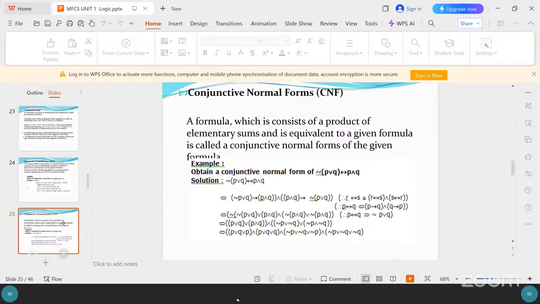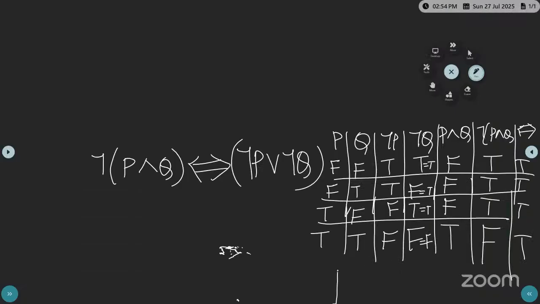See, we have to do this problem because you'll get this question. We'll complete two problems and then we'll come here.